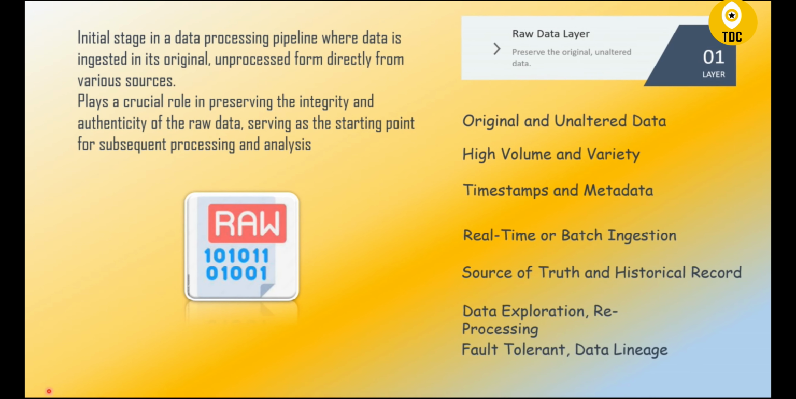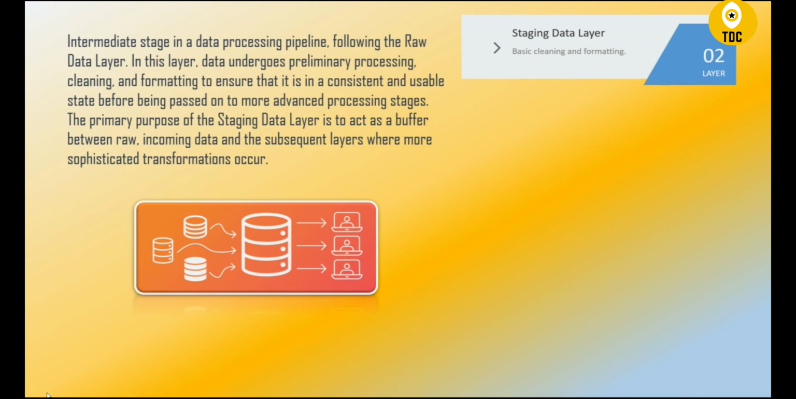So let us move to the next layer. We'll discuss the staging data layer. The staging data layer is an intermediate layer in a data processing pipeline after the raw layer. First is the raw layer and next comes the staging layer. In this layer, data undergoes preliminary processing, cleaning and formatting to ensure that the data is in a consistent and usable state before being passed to the next advanced layer.